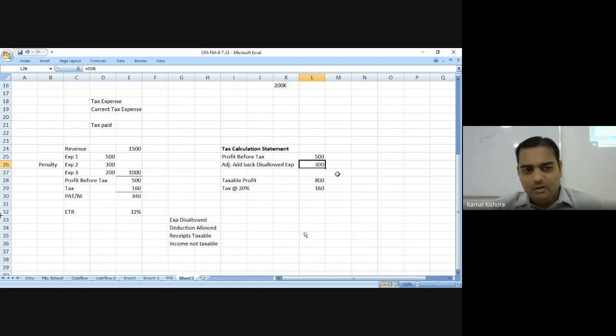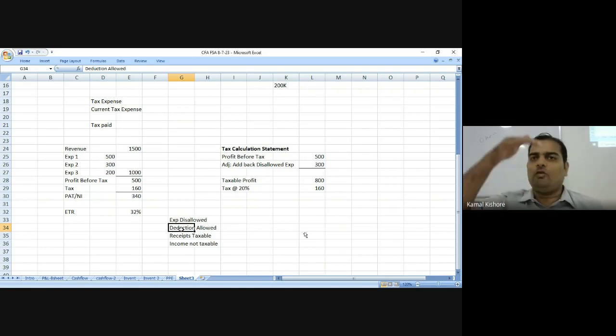For example, let's say in another year I don't have this item at all, penalty. But in that year, that is allowed as a deduction. Okay, so that is your deduction allowed, where it is not there in my P&L as an expense, but it is there in my tax calculation sheet. In which case your taxable income will come down.